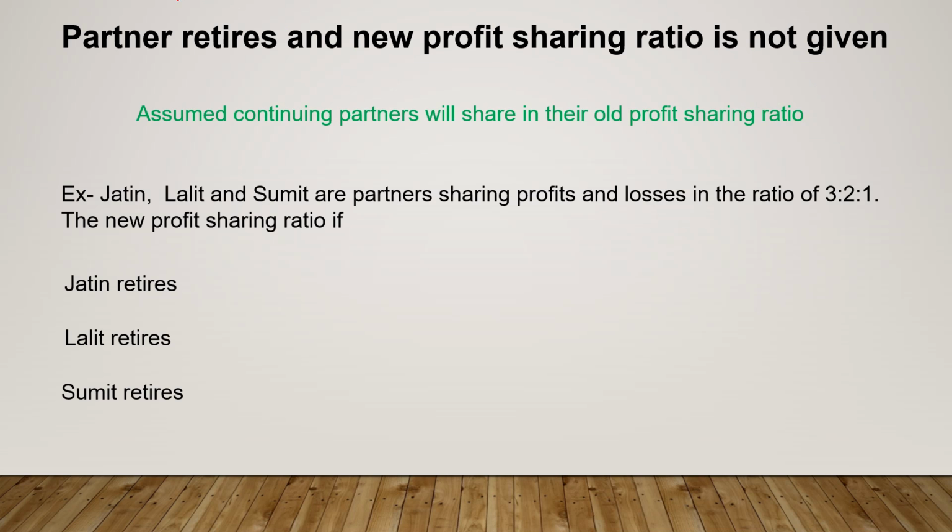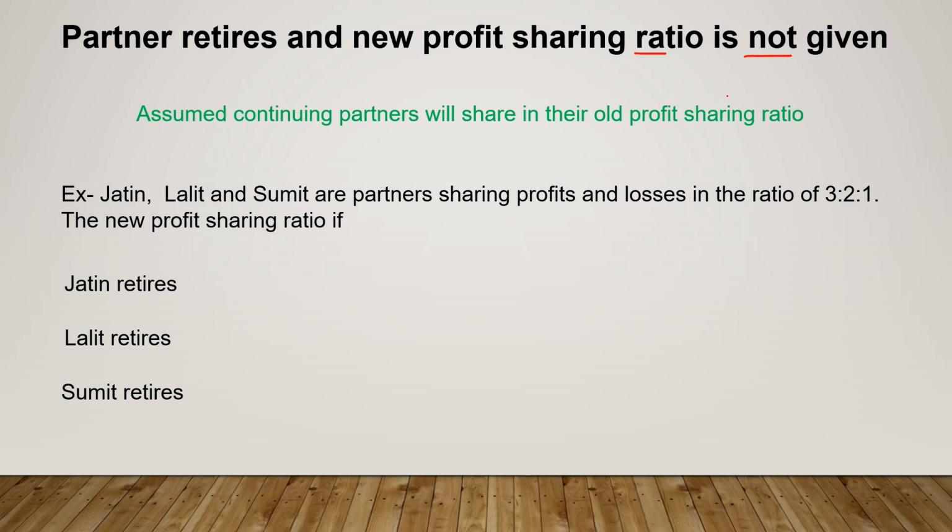The first situation is when the partner retires and the new profit sharing ratio is not given. And the second situation we are going to see is where the new profit sharing ratio is given. Now, the first situation which we'll discuss in detail is where the partner retires and the new profit sharing ratio is not given. Under such circumstances, they are just saying that A, B and C are partners, they were sharing profits and losses in this particular ratio, and one of the partners is retiring.